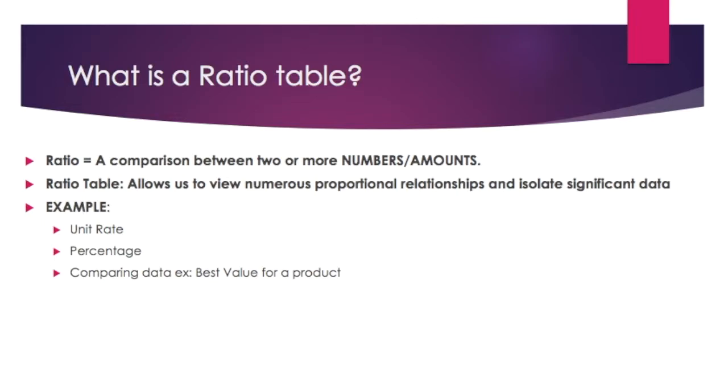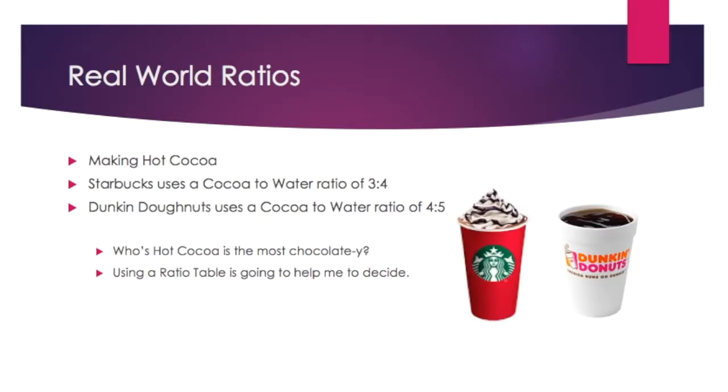So what is a ratio table? Well, a ratio is a comparison between two or more numbers or amounts. So a ratio table allows us to view numerous proportional relationships and to isolate significant data. So for example, we can figure out the unit rate, the percentages, and we can also compare that data, for example, figuring out the best value of a product like we did in the goldfish problem.